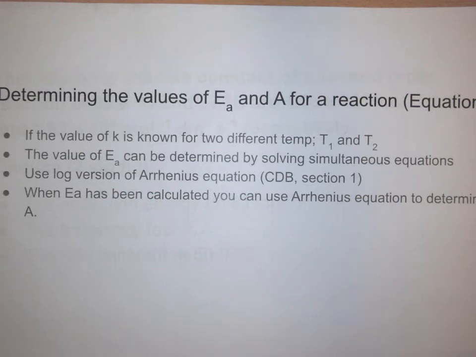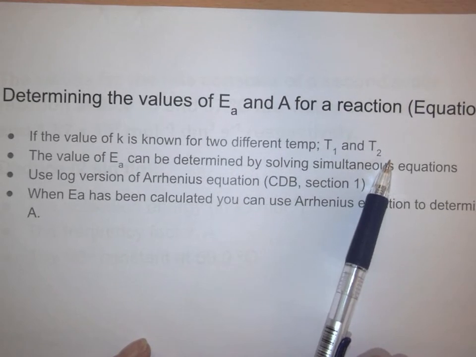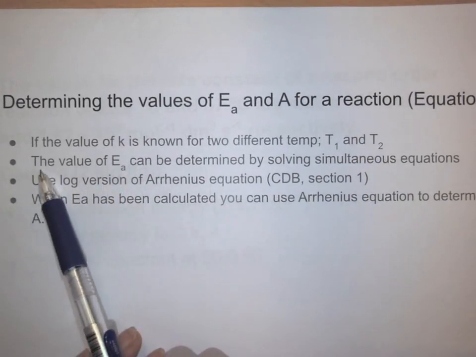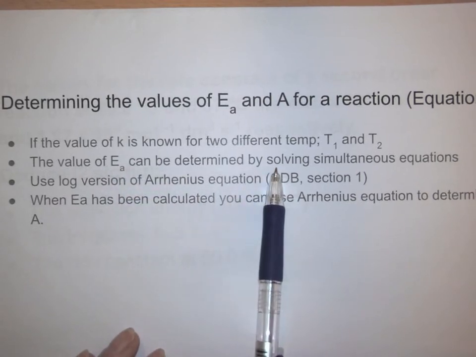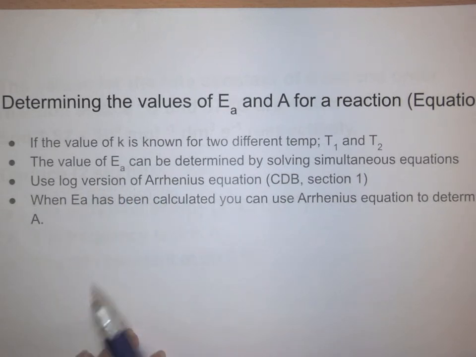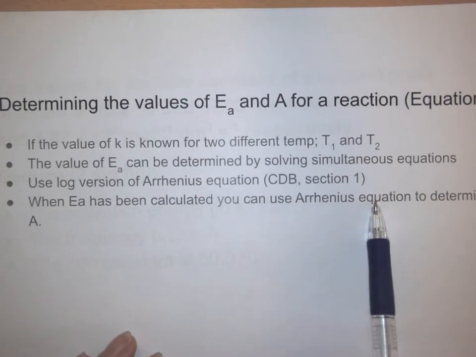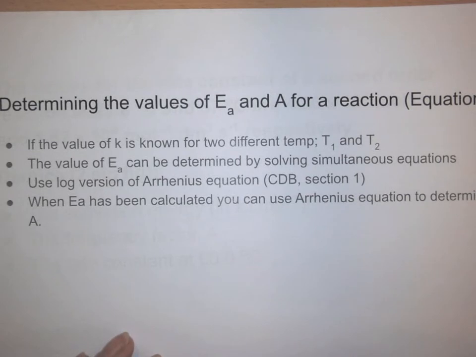Now I'm going to show you how we can use the log version of the Arrhenius equation. We want to determine the values of EA and A for a reaction, if the value of K is known for 2 different temperatures. We have the T1 and T2. Then we can use another version here. The value of activation energy can be determined by solving simultaneous equations, and we use the log version of Arrhenius equation. Please look at your chemistry data booklet section 1 to find the Arrhenius equation. When the activation energy has been calculated, you could then use Arrhenius equation to determine the frequency factor. So that is what we're going to do now.